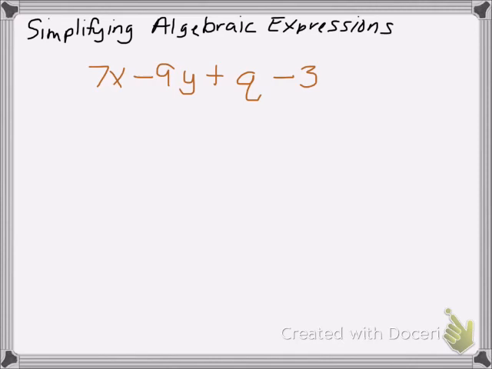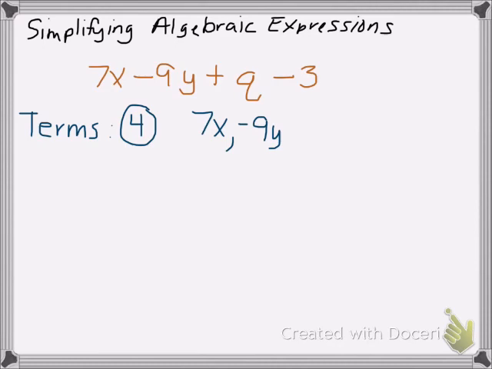We're looking for terms. When I look at this, before I simplify, the question is, how many terms do we have? So when we look at this, there are 4 terms. Now, which are your 4 terms? Well, it is your 7x, your -9y, your q, and your -3. Those are the 4 terms here.